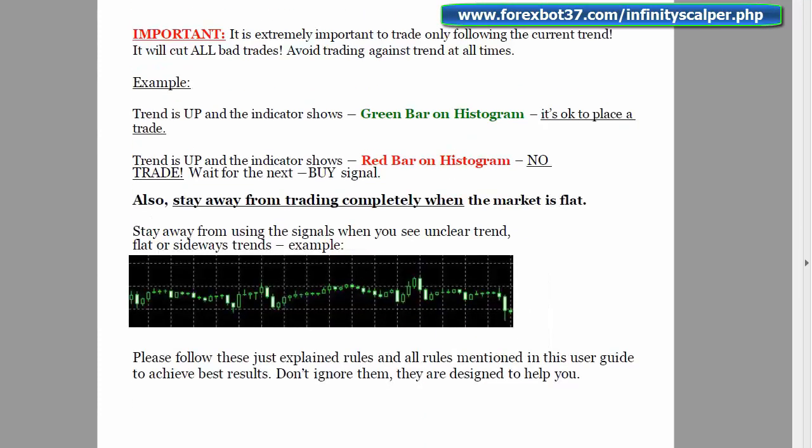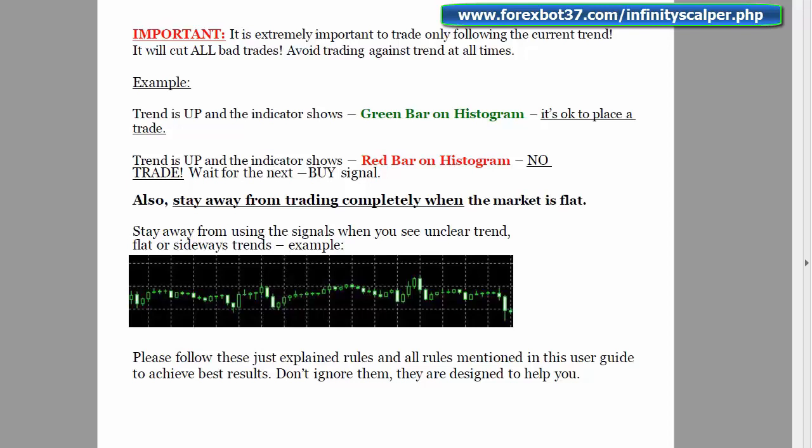And here you go. Trade only the current trend. It's going to cut all bad trades. So decide how you're going to determine your trend. Trend lines, maybe you want to stick on a moving average so you can see the slope of it. Use higher highs, higher lows for an uptrend, lower highs, lower lows for a downtrend.